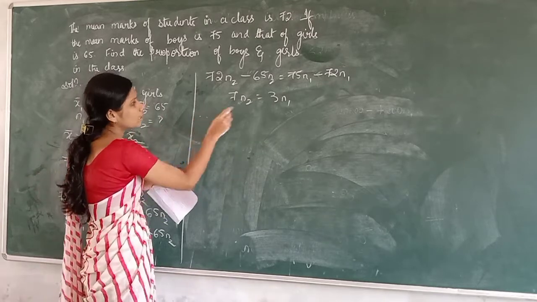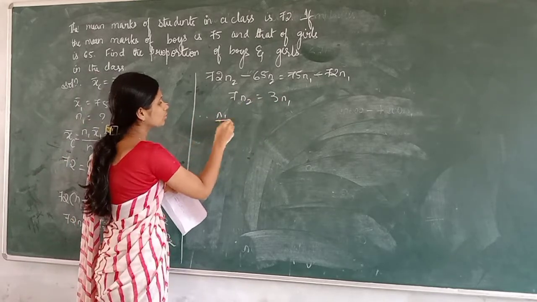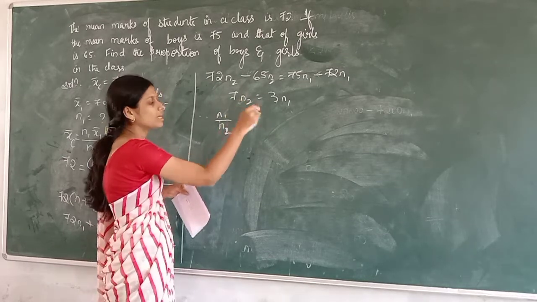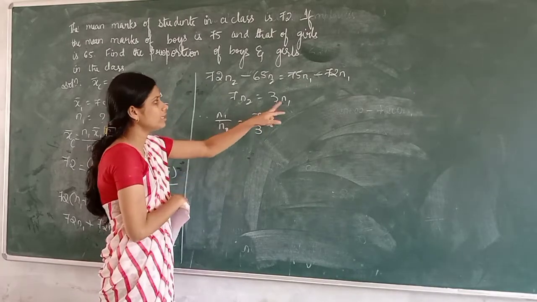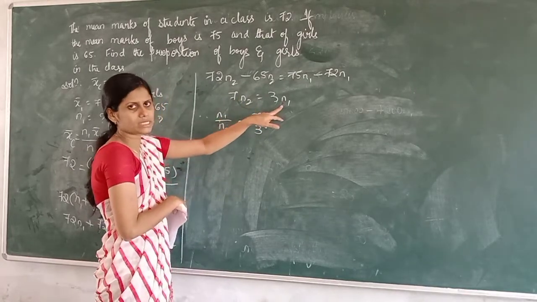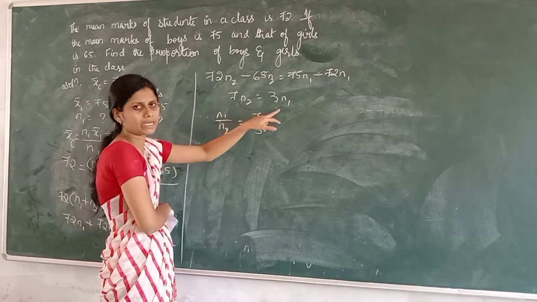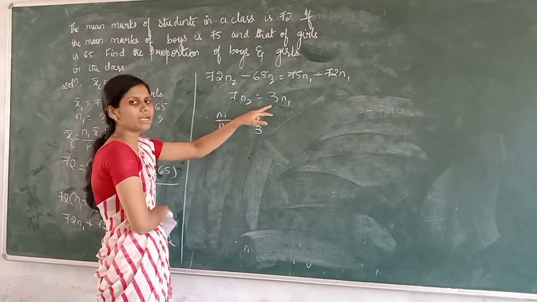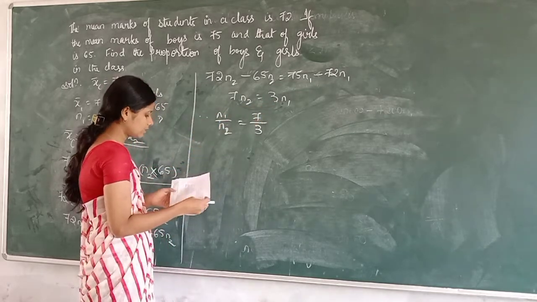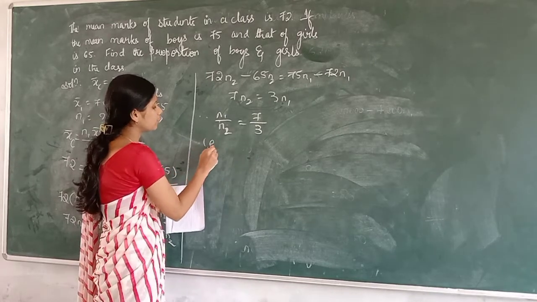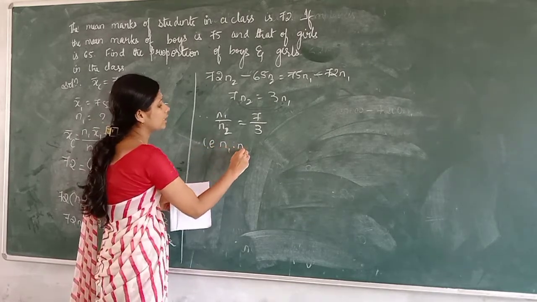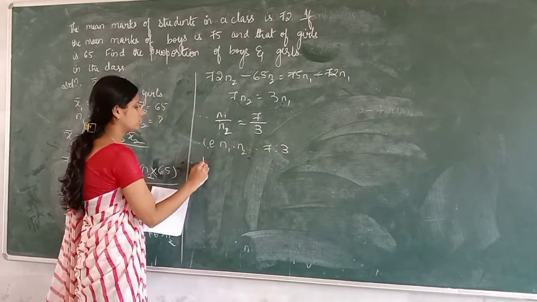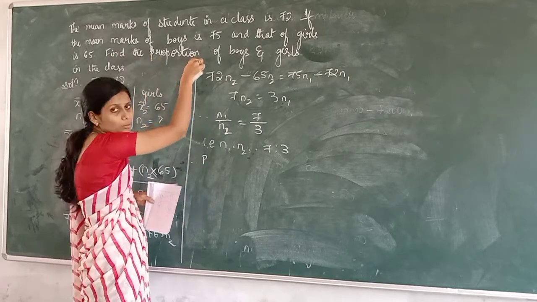Therefore N1 divided by N2 is equal to 7 divided by 3, because when the multiplication moves to the other side it becomes division. N1 divided by N2, 7 will be as it is. When you bring this value to this side, 7 into becomes divided by, 7 divided by 3. So this is the proportion. If you want to present it as a ratio, N1 is to N2 is proportional to 7 is to 3. It is asked to find the proportion of boys and girls.